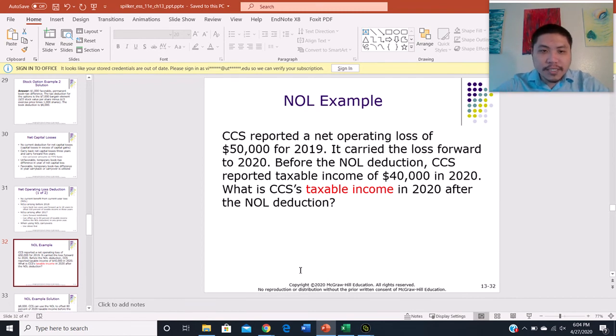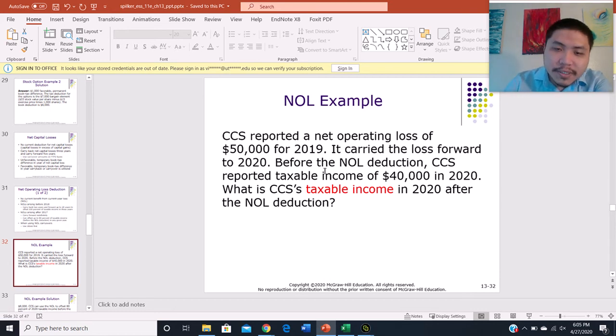The problem says CCS, the corporation, reported a net operating loss of $50,000 for 2019, and it carried the loss forward to 2020. Before the net operating loss deduction, CCS reported taxable income of $40,000 in 2020. What is CCS taxable income in 2020 after the net operating loss deduction?